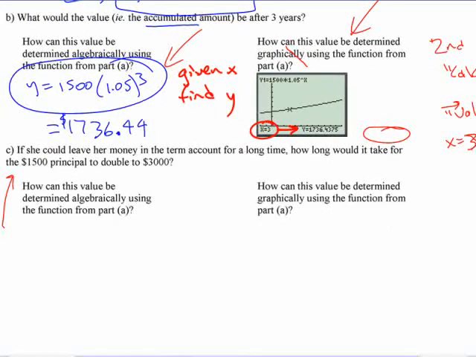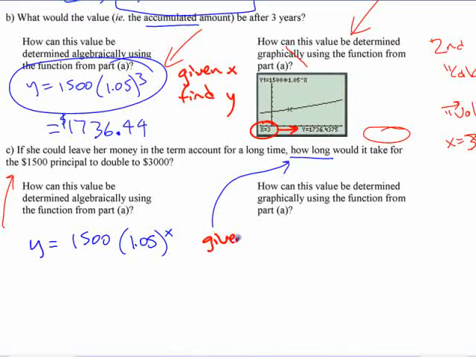This is going to, though, because you think about what's involved here. Okay, so this says how long. Here we're solving for which variable in our model function here? We got 1500, 1.05 to the power of x. What are we solving for? You're solving for x, right? Here we're given y. We need to find x. It's kind of the reverse.